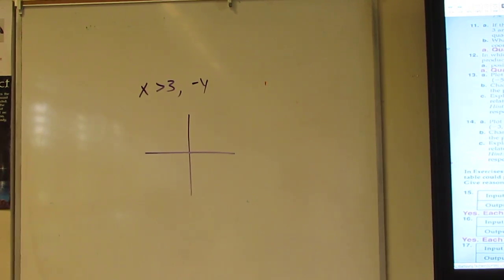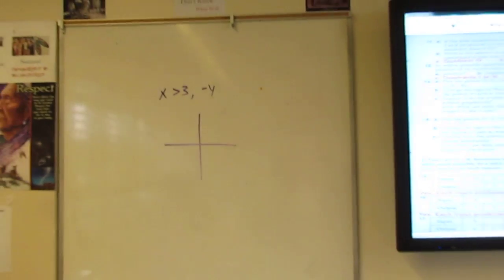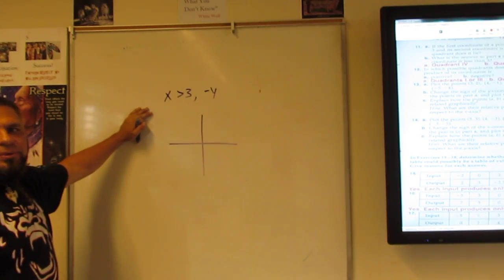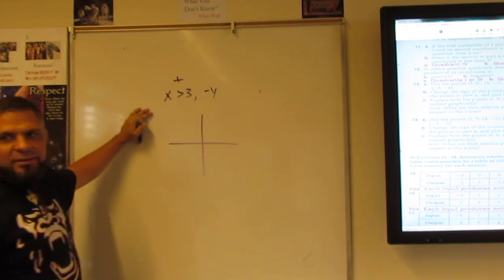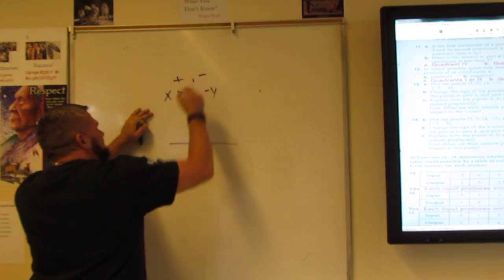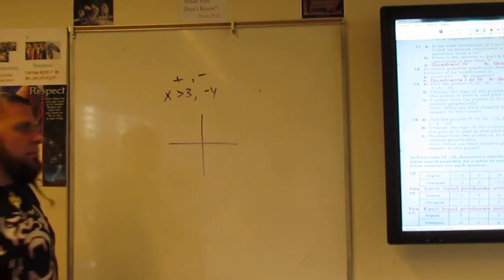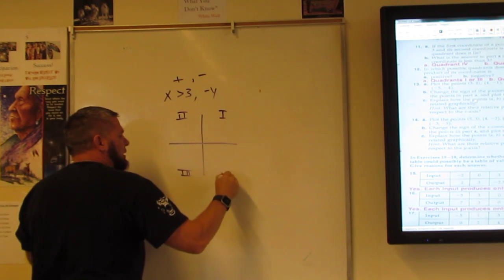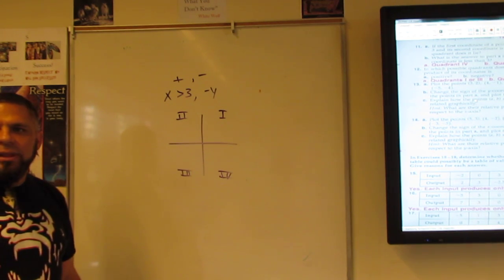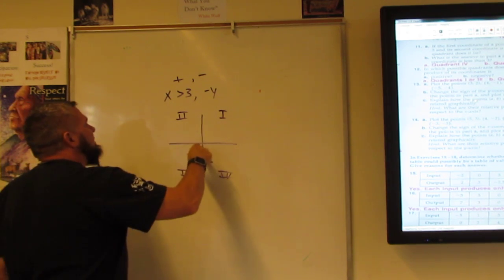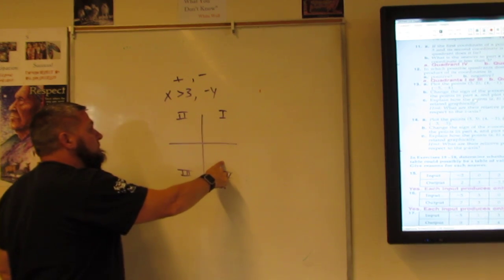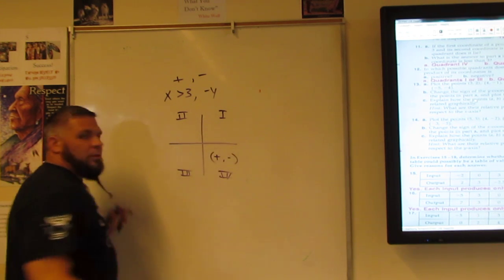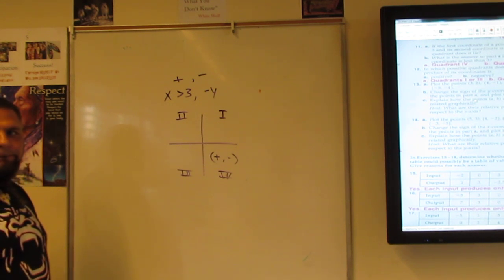So number 11 is pretty easy, because it says if the x-coordinate is greater than 3, so that's positive, and the y-coordinate is negative, what quadrant is it in? Well, we know that this is 1, 2, 3, and 4, right? So positive, negative would be quadrant 4.